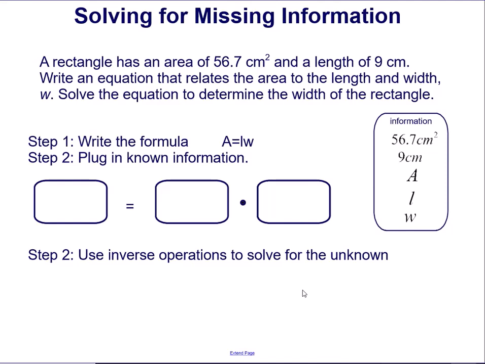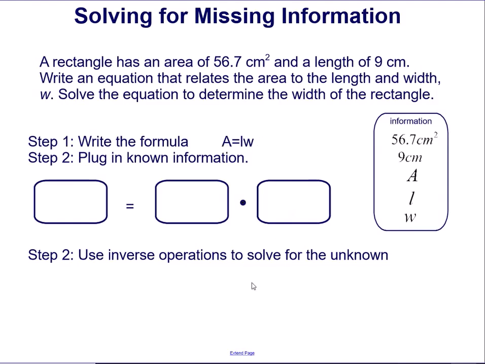Solving for missing information. A rectangle has an area of 56.7 centimeters squared and a length of 9 centimeters. Write an equation that relates the area to the length and width. Solve the equation to determine the width of the rectangle. Step 1, we write the formula, area equals length times width.